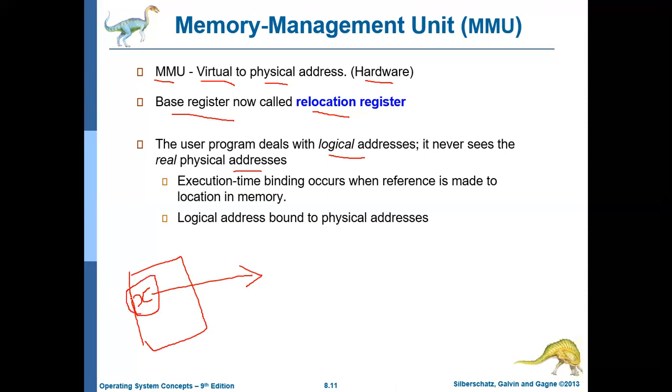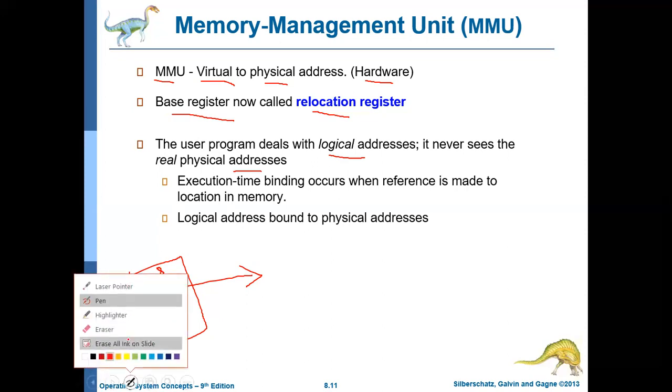If it is compile time binding, its address will be identified during compile time. If it is load time binding, its address will be identified during the load time. In execution time binding, the symbolic address will be converted to the physical address only during the runtime. Okay, not the symbolic address, the logical address. The logical address will be bound to the physical address only during the runtime. That is what is called execution time binding.